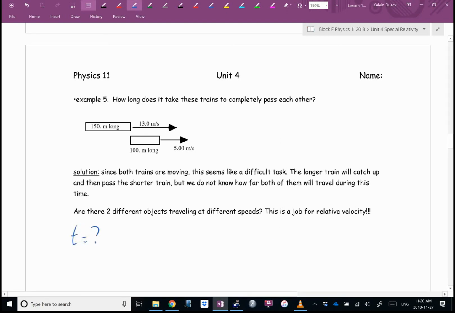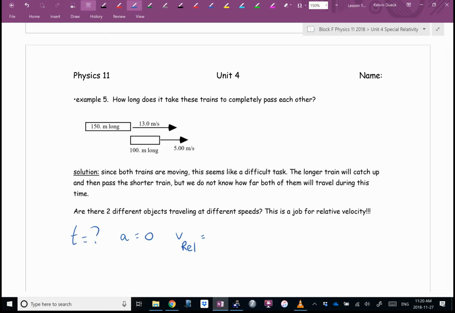For relative speed or relative velocity when there's two objects, what did I say A is always going to be? Yeah, we could handle an A. We're not going to bother. Okay. We're going to use relative speed, VREL.